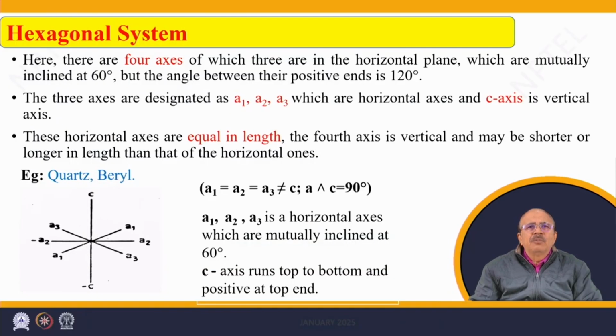Next system is the hexagonal system. Here there are 4 axes of which 3 are in the horizontal plane, which are mutually inclined at 60 degree, but the angle between their positive end is 120 degree. The 3 axes are designated as A1, A2 and A3, which are horizontal axis, and C axis is vertical axis.